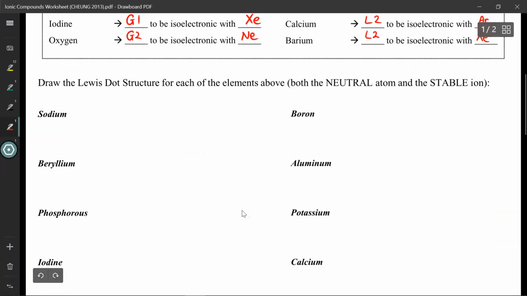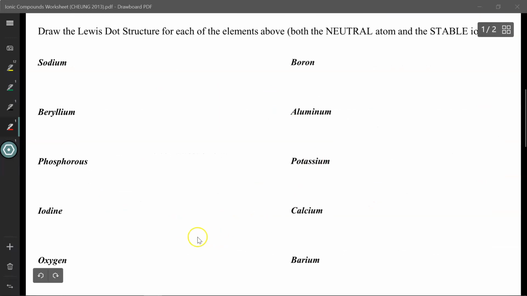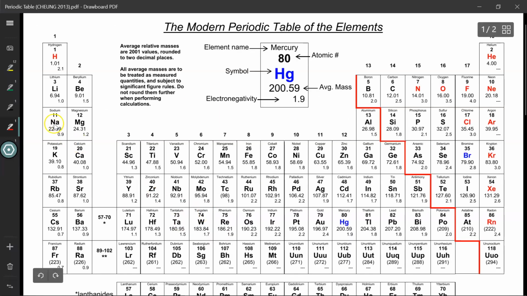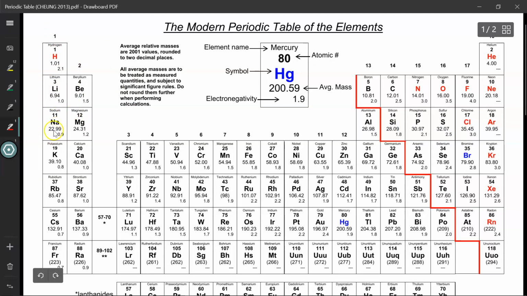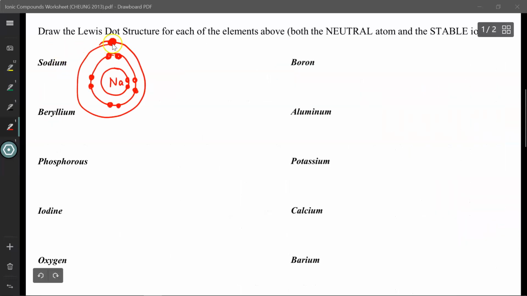Alright, let's just move ahead now. Up until this point we've been drawing a lot of Bohr-Rutherford diagrams. So sodium is in period 3, 1, 2, 3, so it's got 3 electron shells, and it's in group 1, so it has 1 valence electron. So 1 electron in the valence outermost shell, while the other inner shells are all filled up.